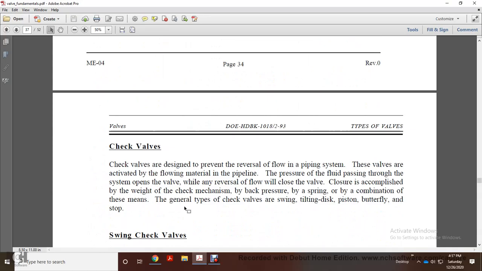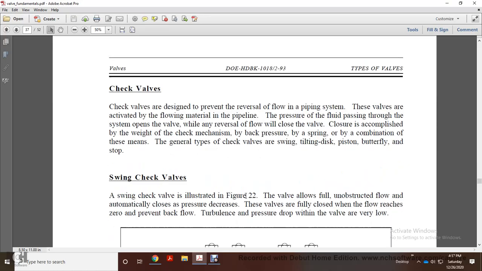Alright, your check valves. Check valves are designed to prevent reversal of flow in the piping system. The valves are activated by the flowing of the material in the pipe, while the pressure of the fluid passing through the system opens the valve. Any reversal of flow closes the valve by the weight of a check mechanism, by back pressure, by a spring, or by a combination of these means. General types of check valves are swing, tilting disc, piston, butterfly, and stop.